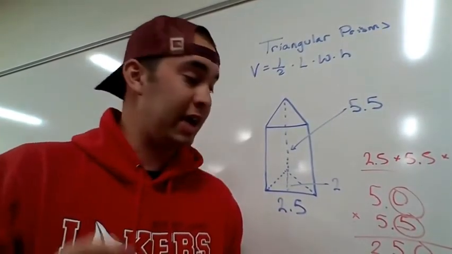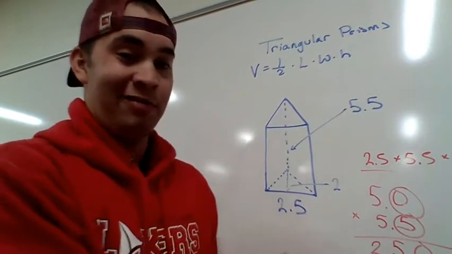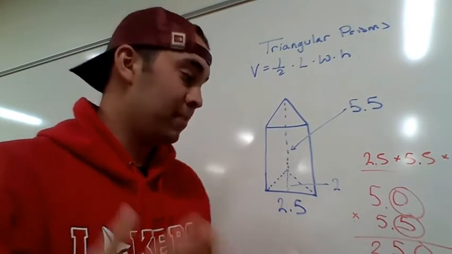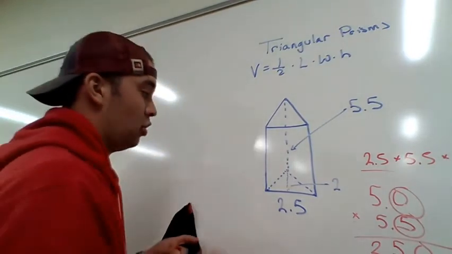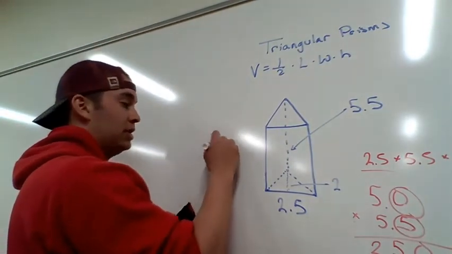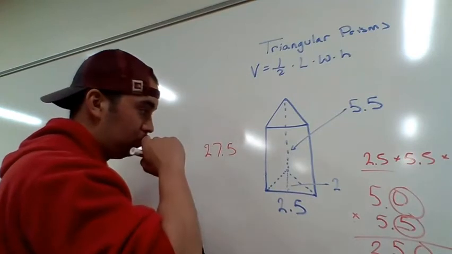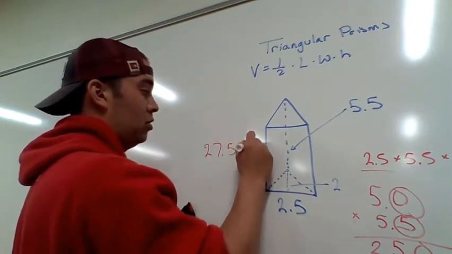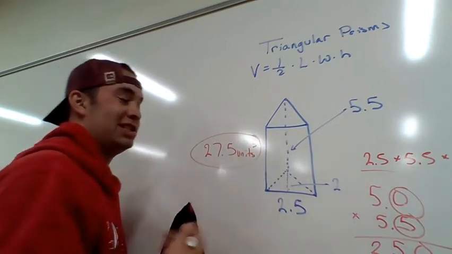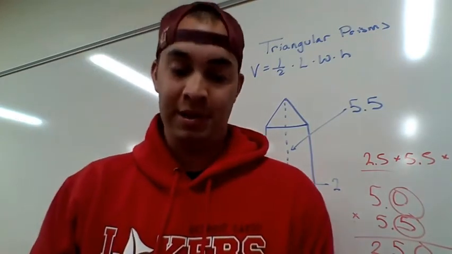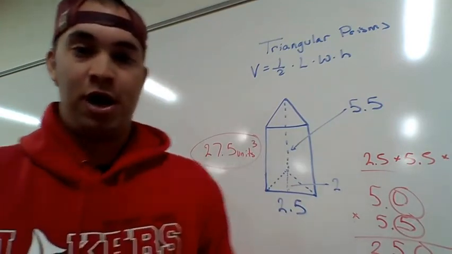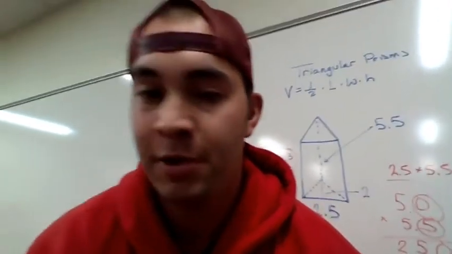If you remember when we estimated, 5 times 5 is 25. So when you're doing a decimal, 27.5 would make sense. So our volume here would be 27.5 units cubed. There's no centimeters or meters or anything like that because we didn't write them down. That's really it for triangular prisms and finding the volume for them.